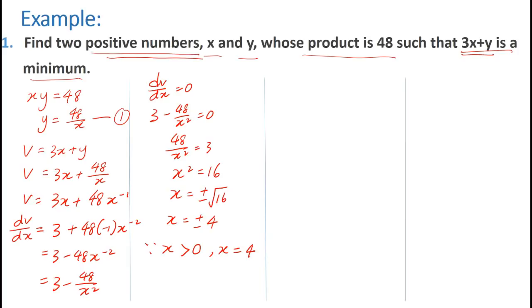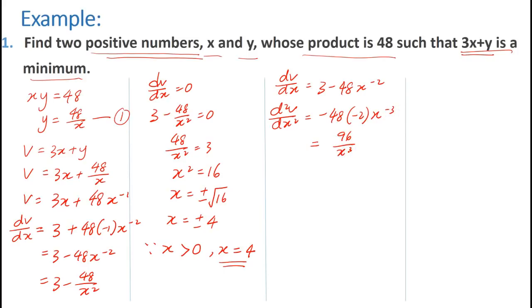Okay, next we need to do a verification. Okay, is it true that when x is 4, we will have a minimum value? Okay, so we need to find the second derivative. Okay, just let me copy the first derivative. Okay, so I differentiate dv/dx one more time. Okay, so we have d2v/dx2 equals 96 over x cubed.